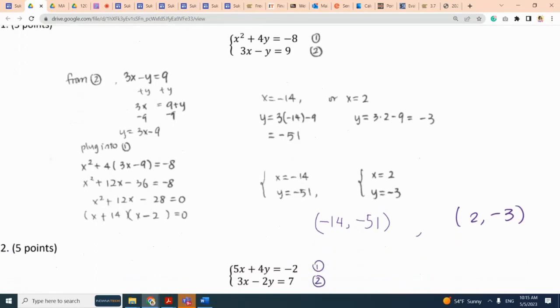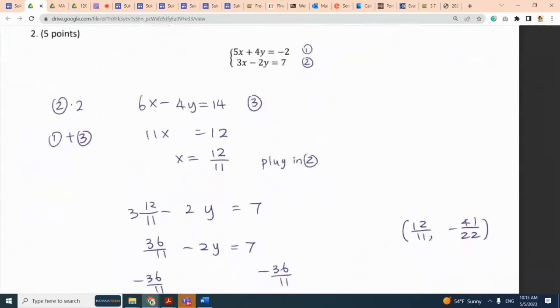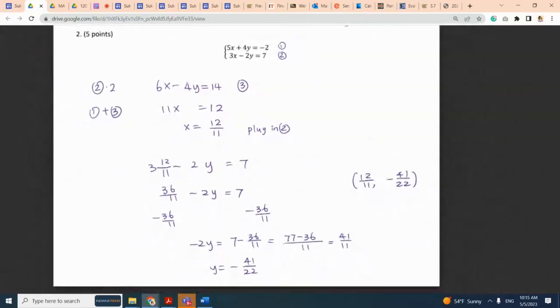This is the first problem. The second problem, okay, hi, Nikema. The second problem, we want to eliminate x or y. It looks like eliminating y is easier, right? Because the least common multiple of 4 and 2 is 4. So equation 2 times 2, we get 6x minus 4y is 14. And then we want to get rid of the y, so equation 1 plus equation 3, 5x plus 6x is 11x.